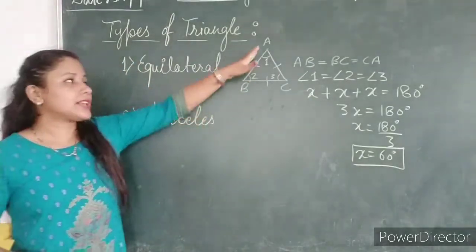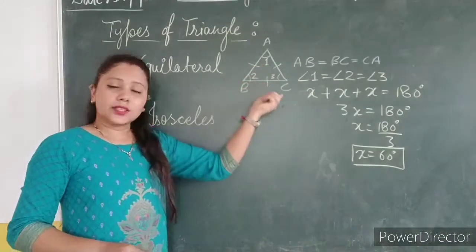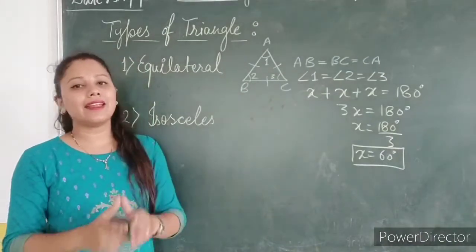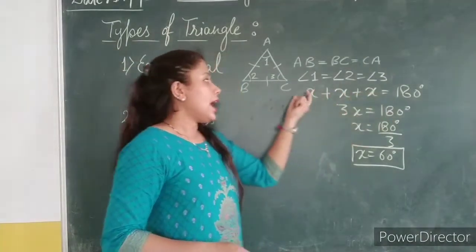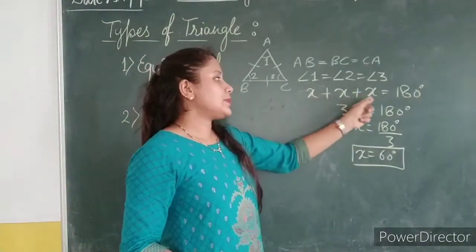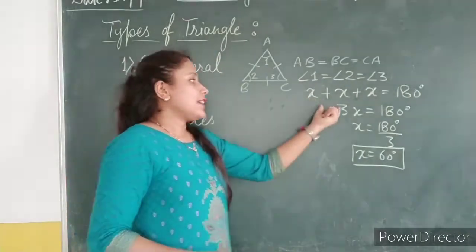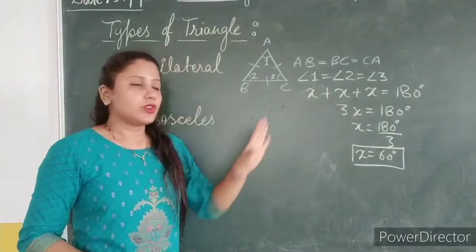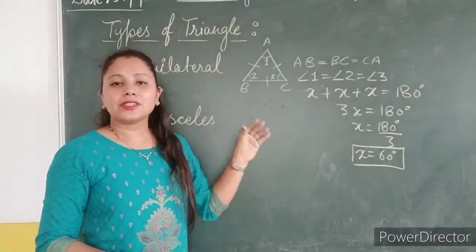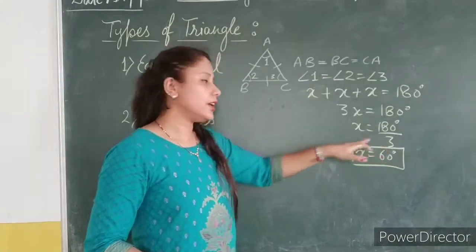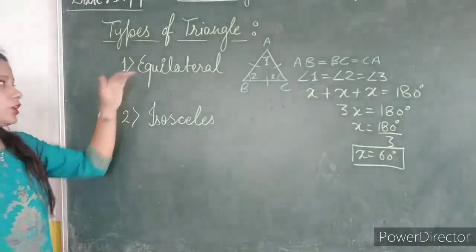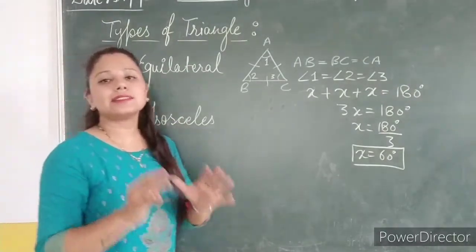Equilateral triangles में आपकी सारी sides equal होती हैं, सारे angles equal होते हैं. अब सारे angles अगर equal हैं, तो हमें पता है कि triangle में सारे angles का sum 180 degree होता है. Suppose सब angles x हैं. So x plus x plus x is equal to 180 degrees. X plus x plus x is equal to 3x. So just shift this 3 from the left hand side to the right hand side, it goes in division and it becomes 60. So the value of x is 60. So we can say that in equilateral triangles, all angles are 60 degrees.